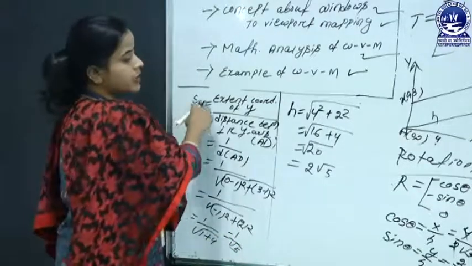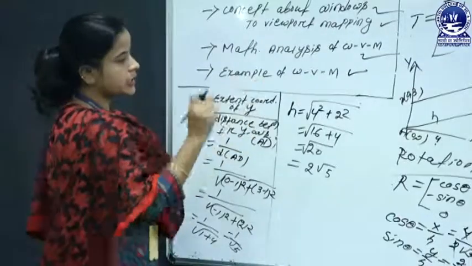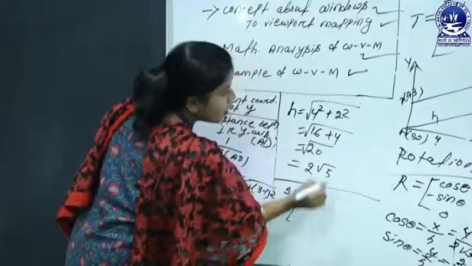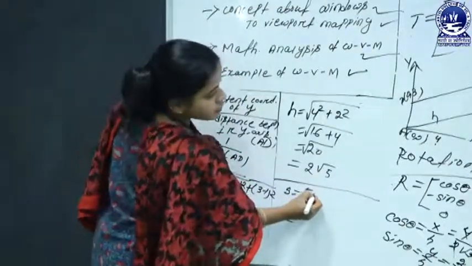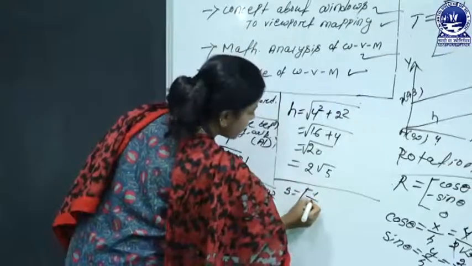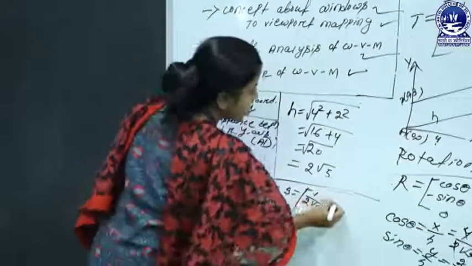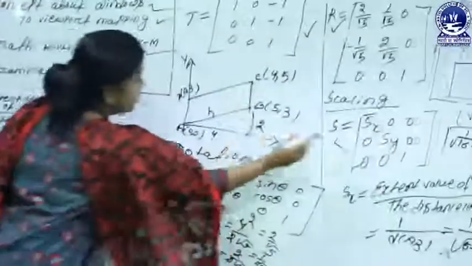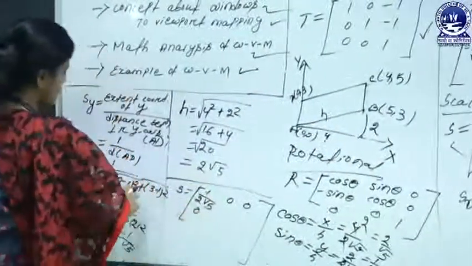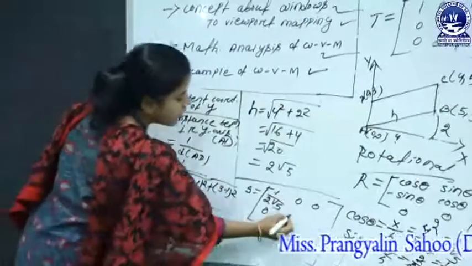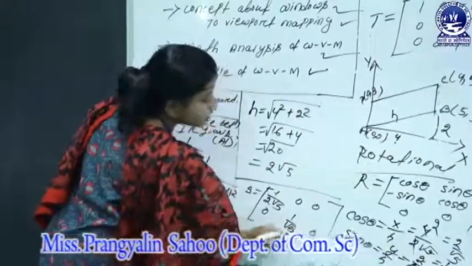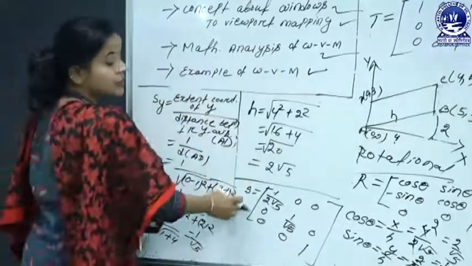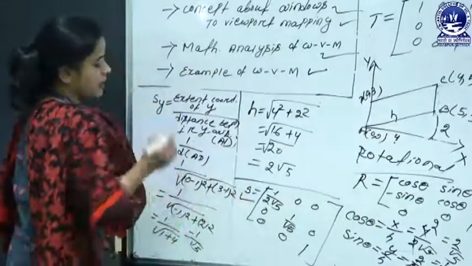After finding the Sx value and Sy value, now we put them into the given matrix elements: S equals Sx, that means here the Sx value is 1 by 2 root 5, then 0, 0. Similarly the next row: 0, then Sy, which is 1 by root 5, then 0. Then the homogeneous coordinate row: 0, 0, 1. So this is the final expression of the scaling component.